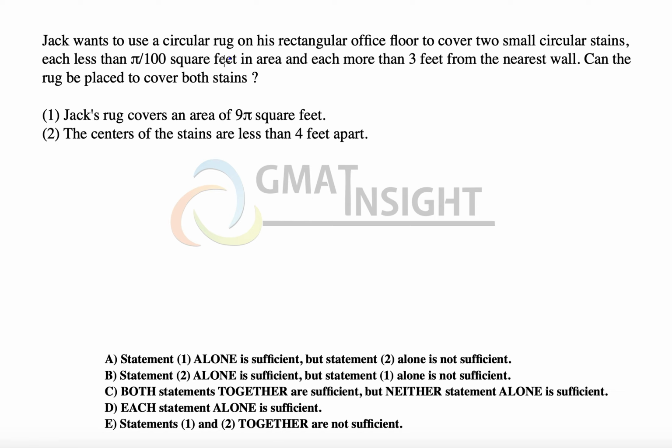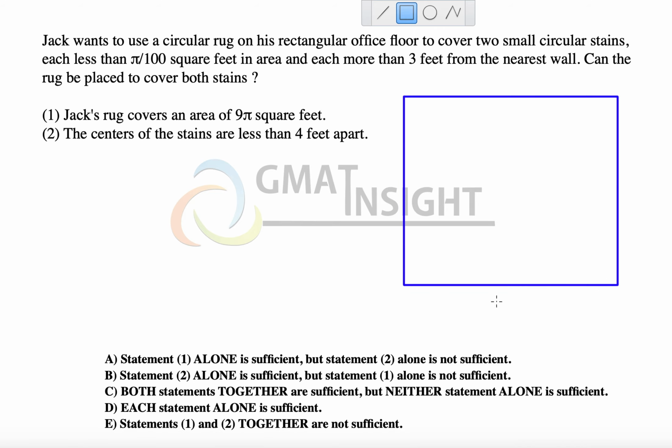Jack wants to use a circular rug on his rectangular office floor to cover two small circular stains. So we have a rectangular office floor. Let's suppose this is the rectangular office floor, and there are two small circular stains. Each has an area of pi over 100 square feet. Square feet is the unit of area anyway.